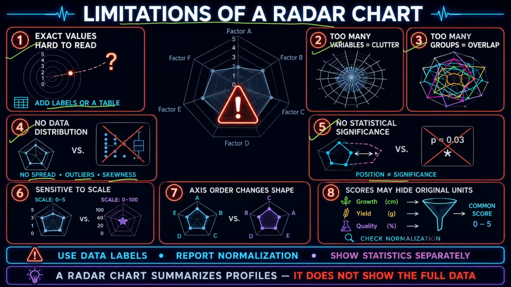Sixth, the visual shape is sensitive to the selected scales, such as 0 to 5 versus 0 to 100. Seventh, changing the axis order changes the polygon shape even when the values remain the same. Eighth, normalized scores can hide original units such as centimeters, grams, or percentages. Therefore, always explain the normalization method. So, use labels, explain the scale and normalization, and report statistics separately. Remember, a radar chart summarizes overall profiles. It does not display the complete raw data.